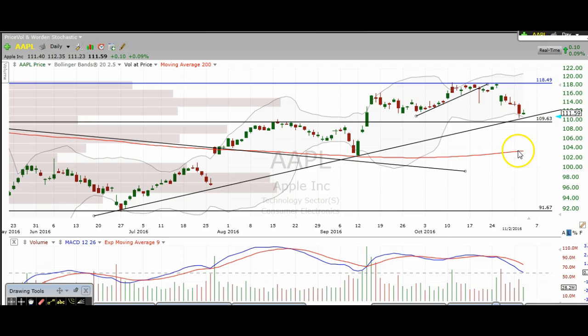All right, so let's take a look at the Apple daily chart here. We're coming up to some potential bounce zones. Here's a test of this trend line. There's a test. Here's a test. And we're right around that area. So between 110 and 109 is that potential bounce zone here on Apple.